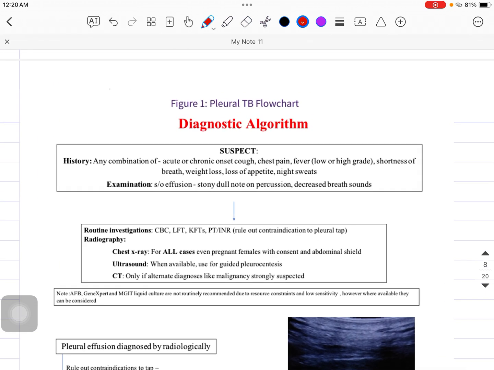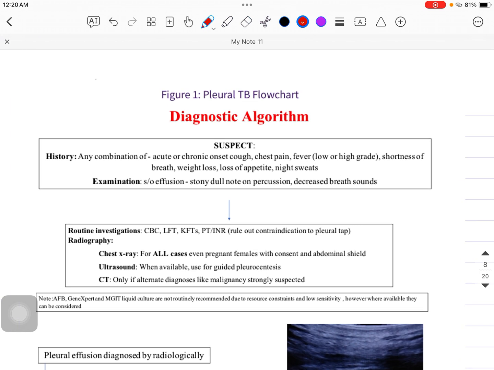This is a pleural TB flow chart, a very good flow chart. While taking the history of the patient, if you find symptoms like acute or chronic onset cough, chest pain, low or high grade fever, SOB, weight loss, loss of appetite, night sweats, then what do you think? In this patient we should be thinking about pleural effusion, so we should always rule out effusion.